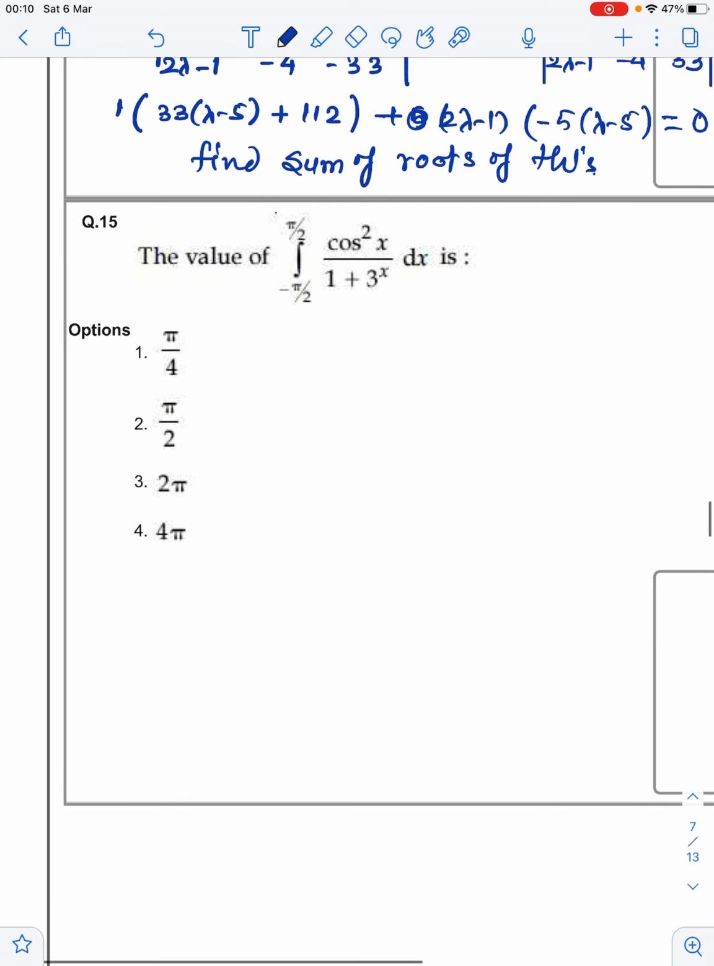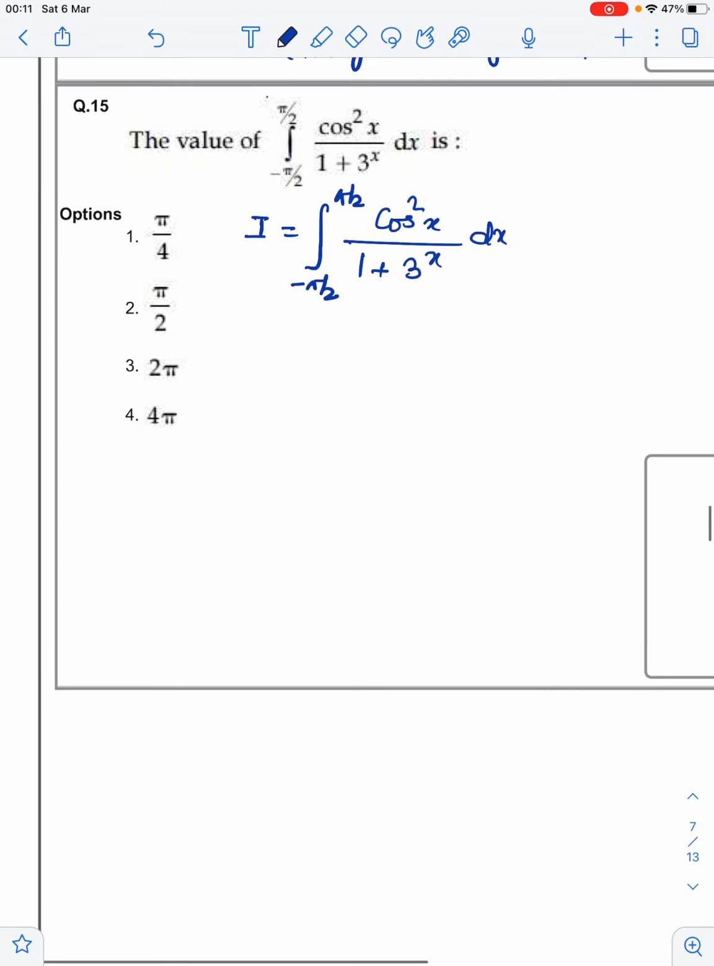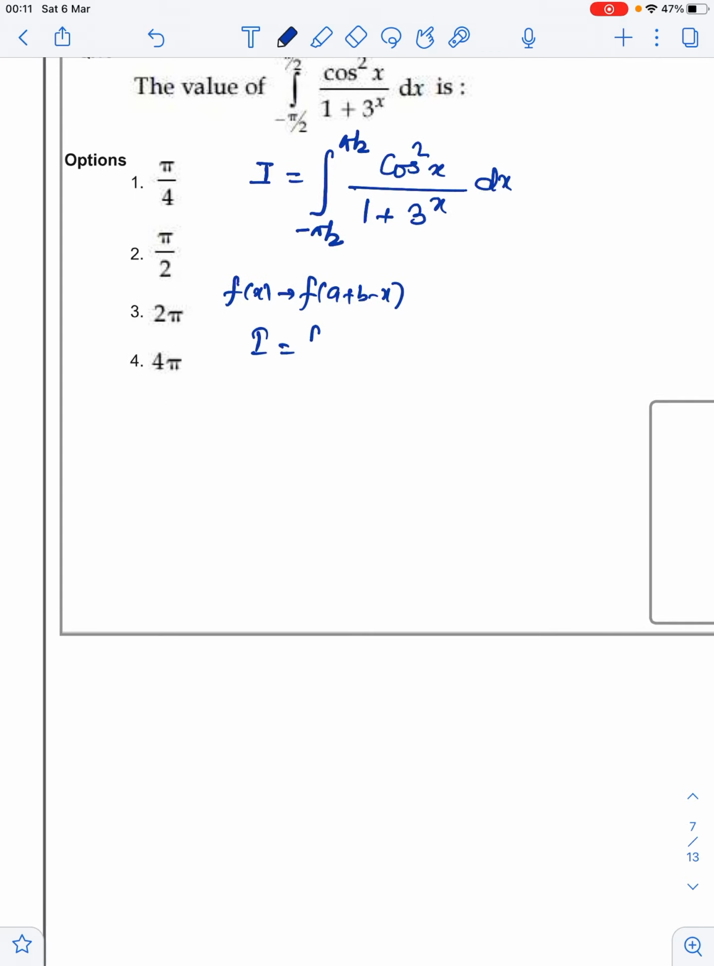Question number 15, again a repeated type question, which many books contain. Let us say this is I, which is equal to the integral from minus pi by 2 to pi by 2 of cos square x by 1 plus 3 to the power x dx. Now use f of x as f of a plus b minus x under definite integration. We will have I equal to the integral from minus pi by 2 to pi by 2, where a and b are minus pi by 2 and pi by 2. So f of a plus b minus x basically means replacing x with minus x.